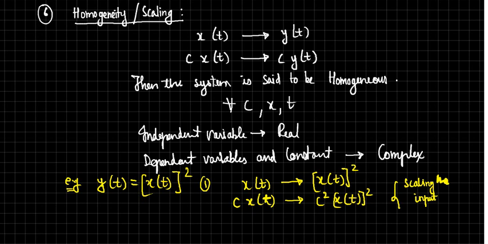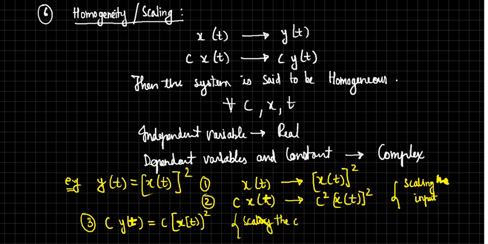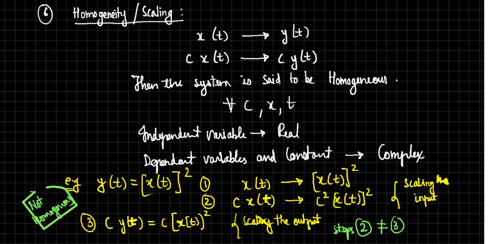This is step 2, now step 3. What is step 3? Scale the output. What if we scale the output? c into y of t. What would that be? Equals c into x of t whole square. Are these two the same? So this is scaling the output. So are these two the same? No. So step 2 is not equal to step 3. Okay. So this is not homogeneous. Is that clear?